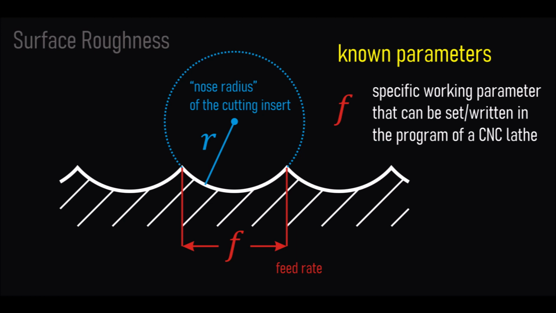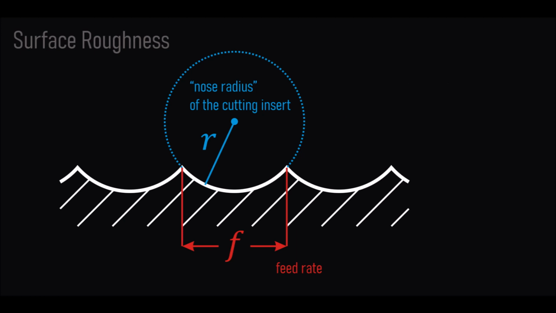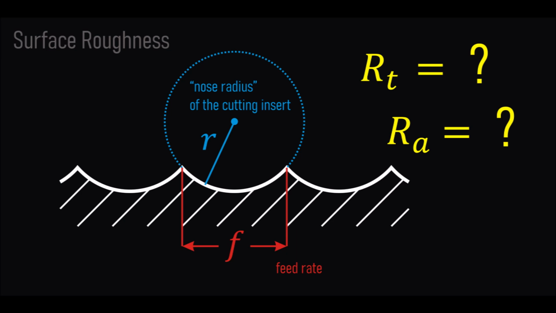For a computer numerical control lathe, it is a parameter we have to write in the specific program of the specific machining process. For example, by looking at the drawing, you can immediately realize that, when the radius R is the same, a lower value of the feed rate F allows to get a smoother surface. Okay then, for this machined surface, how do we calculate the roughness parameters RT and RA, which we learnt before?